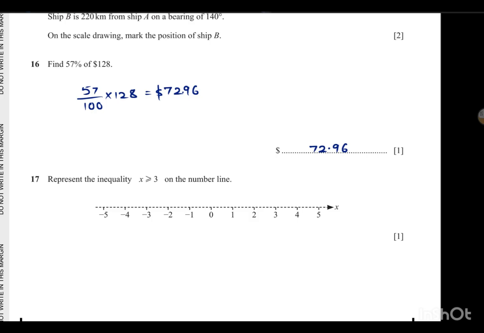Question number 17. Represent the inequality x greater than or equal to 3 on the number line. So x greater than or equal to 3 on the number line will be: take a small circle at 3, shade it completely because equal to is given, and then draw an arrow towards the right. So this is the inequality representation.